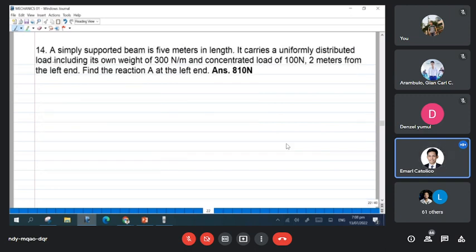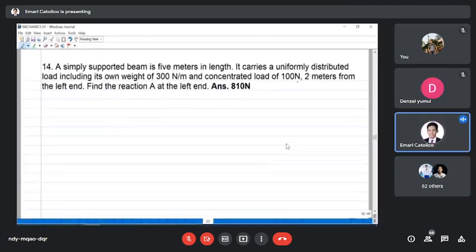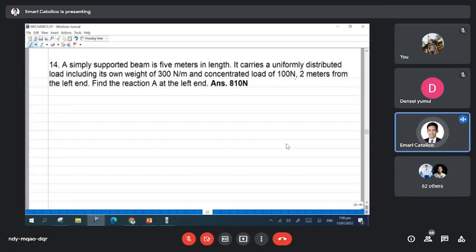Okay, 14. So, number 14. So, beam na tayo, no? So, I hope familiar kayo sa mga klase ng beam. May mga factor yan na minumultiply, depende kung ano yung structure ng beam. Number 14, a simply supported beam is 5 meters in length. It carries uniformly distributed load, including its own weight, of 300 Newton per meter and concentrated load of 100 Newton, 2 meters from the left end. Find the reaction A at the left end.